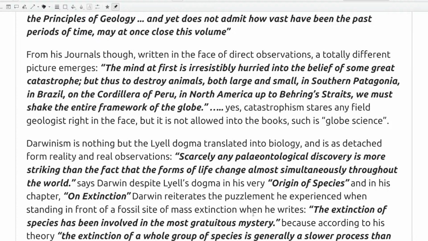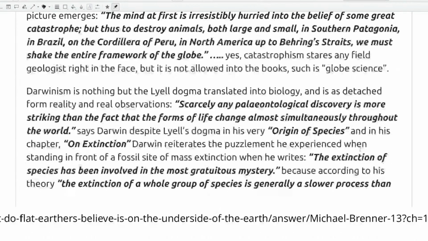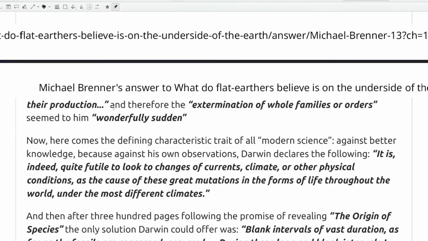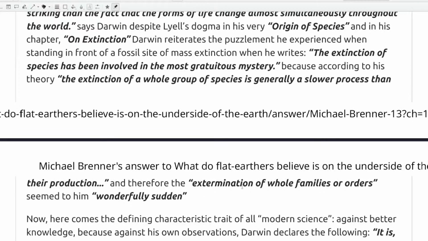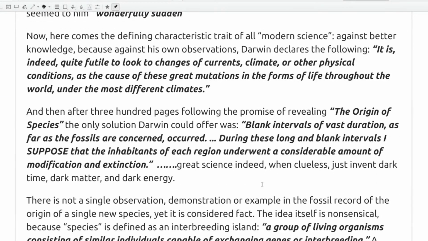Because according to his theory, the extinction of a whole group of species is generally a slower process than their production, and therefore the extermination of whole families or orders seemed to him wonderfully sudden. Now here he comes to the defining characteristic trait of all modern science. Against better knowledge, because against his own observations, Darwin declares the following: "It is indeed quite futile to look to changes of currents, climate, or other physical conditions as the cause of these great mutations in the forms of life throughout the world under the most different climates."